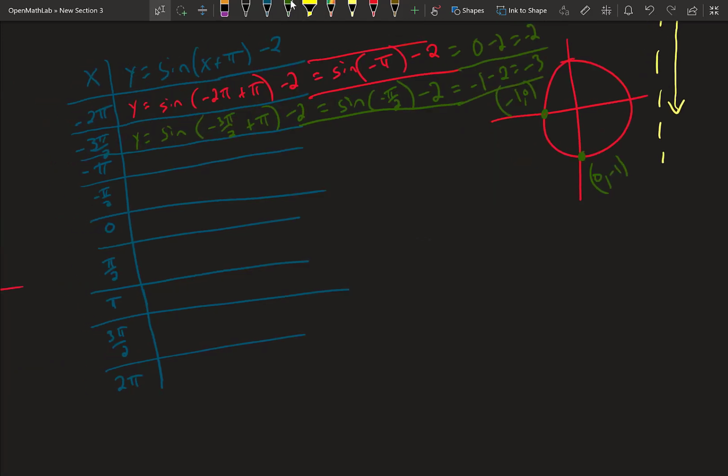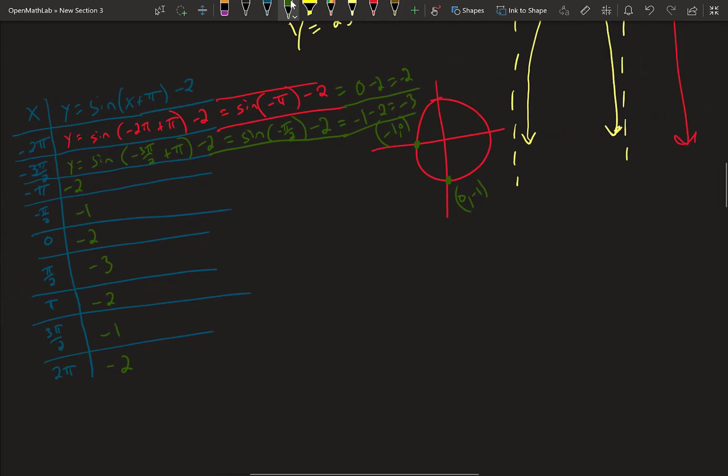So you can keep doing that, right, and plugging those in and solving. So again, just to save time for the video, I'm just going to go ahead and fill these in. So we'd have negative 3, and then, if we plug negative pi in, we get negative 2, then we get negative 1, and then negative 2, and then negative 3, negative 2, negative 1, negative 2, right, for those y coordinates.